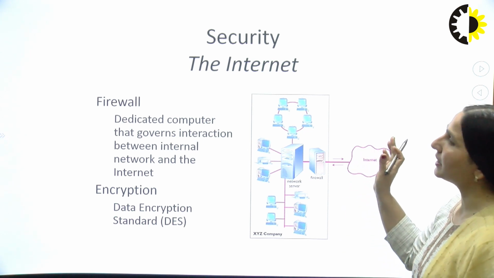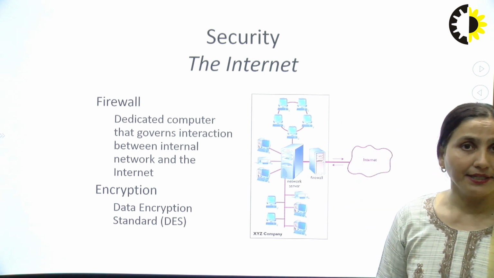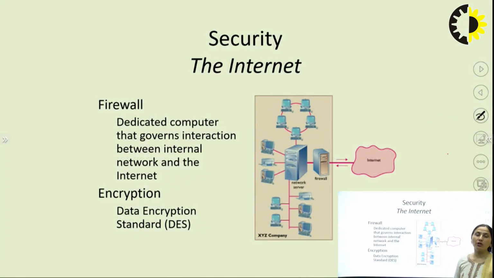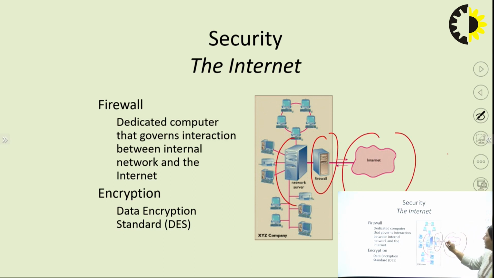As I told you a little bit in the previous lecture, the internet is the global connection of your systems, so make sure that the system you are connected with is secure. To make sure of this, we use the concept of a firewall, which will let only authorized data pass through it. Firewalls are dedicated computers which govern any sort of interaction between internal networks and the internet. A firewall is incorporated between your network server and your internet. It can be hardware or any type of software firewall. Then again, encryption can be done.